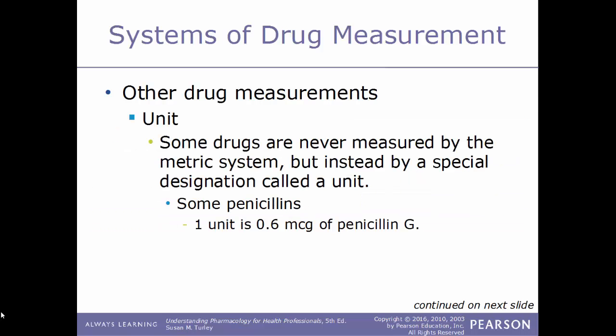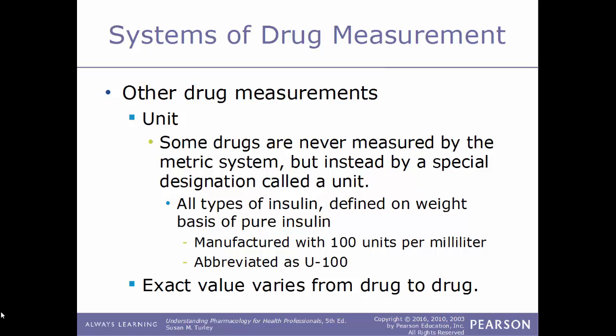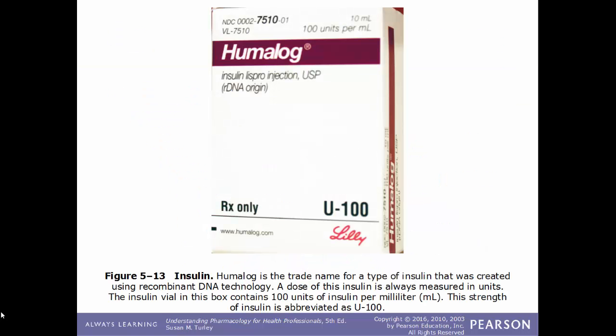There are some other drug measurements. One of these is a generic unit. Some drugs are never measured by the metric system, but instead by a special designation called a unit, such as penicillins. So 1 unit would be 0.6 micrograms of penicillin G. So all types of insulin are defined by the weight of pure insulin, and these will be manufactured in 100 units per milliliter. And you'll see this abbreviated on the packaging as the letter U and 100. And the exact value will vary from drug to drug. All right, in this image we have an example of Humalog, which is a human form of insulin created by using recombinant DNA technology.